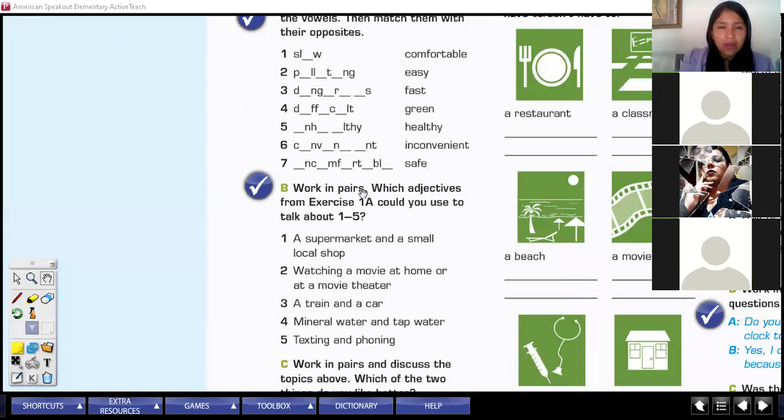Well, a supermarket and a small local shop could be convenient and inconvenient, maybe. Number two, watching a movie at home is, which of the adjectives could fit? Easy. Easy, okay. And watching a movie at a theater?